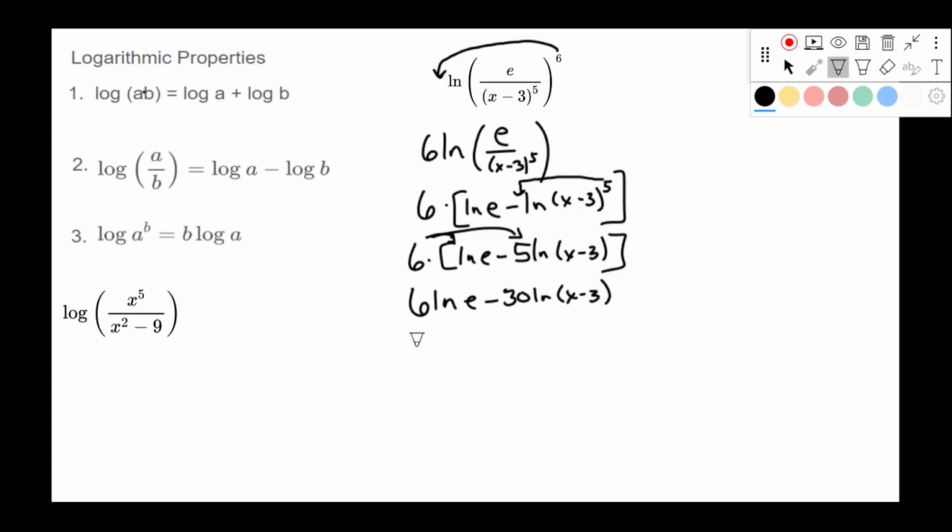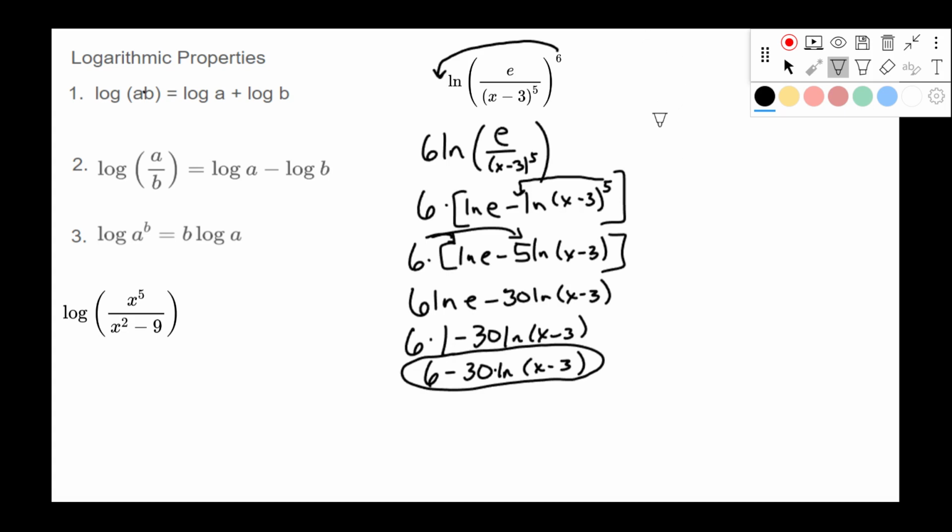However, what I can do, hopefully you saw it, is that ln e, the natural log of e, that's 1. So I have to write that. So that gives me 6 minus 30 natural log of x minus 3. I cannot subtract the 6 and the 30 because the 30 also has a natural log x minus 3 next to it. So this is my answer. That's one way to do it.